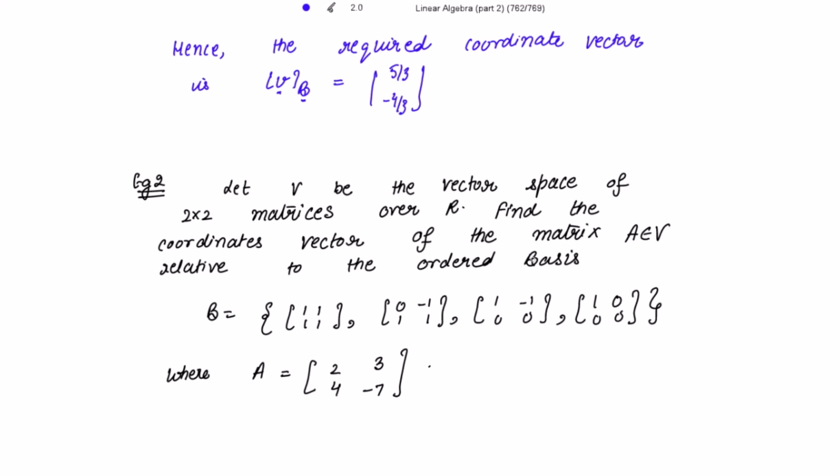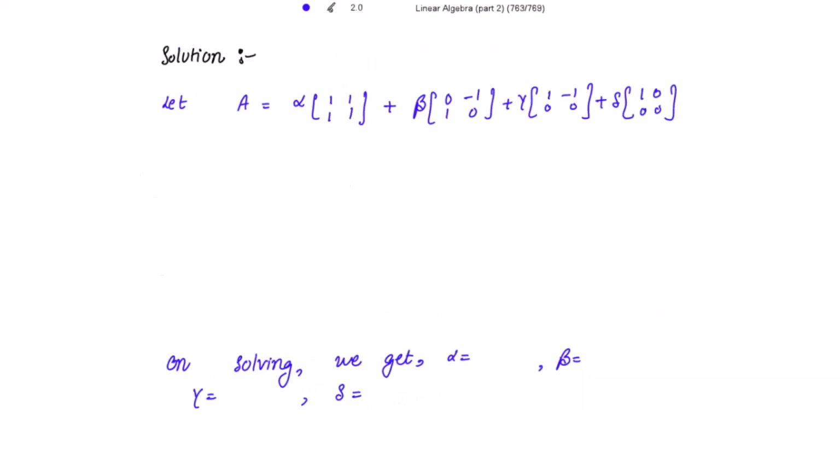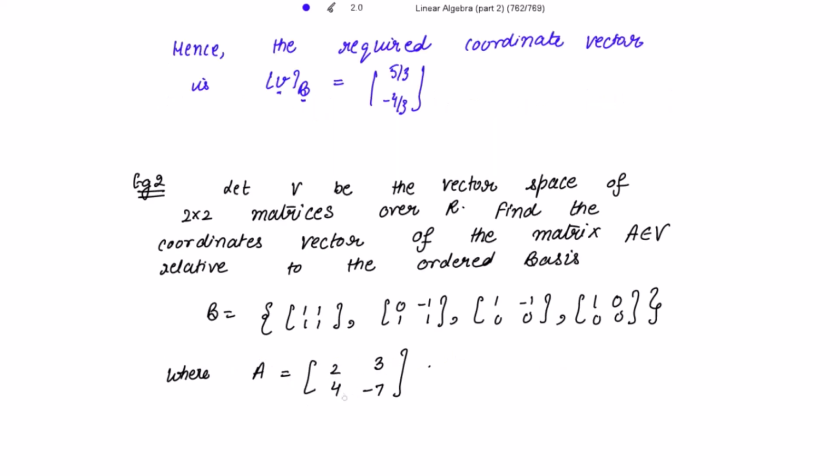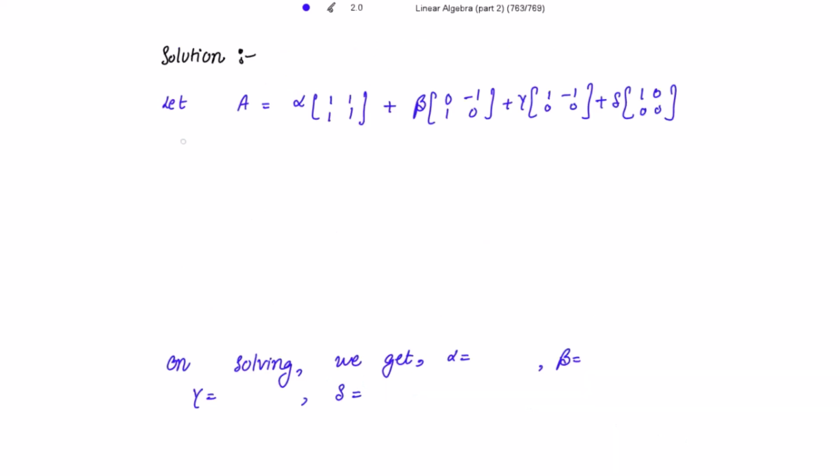Let V be the vector space of 2 by 2 matrices over R. Find the coordinate vector of the matrix A belonging to V relative to these given ordered bases, where A is given to be this matrix. So I have to write first A as a linear combination of these ordered bases. I have already written this. Writing the matrix A, which is 2, 3, 4, minus 7.